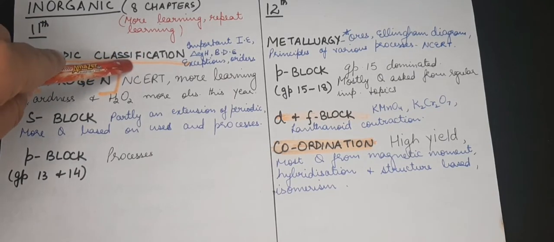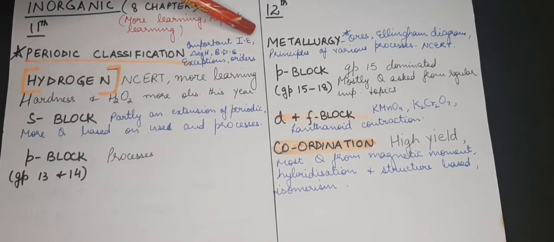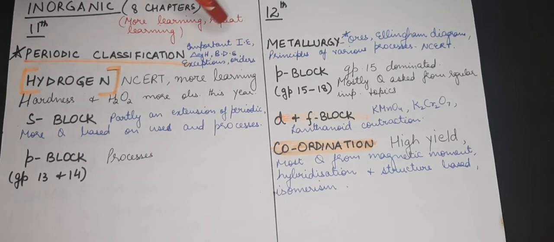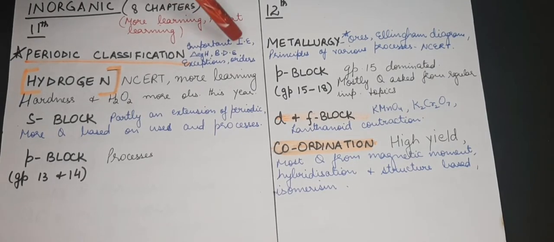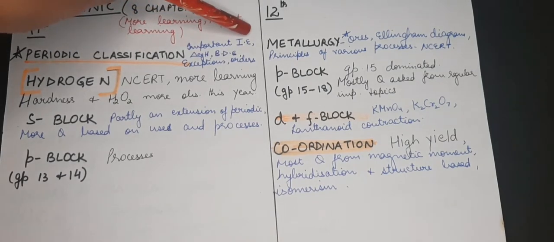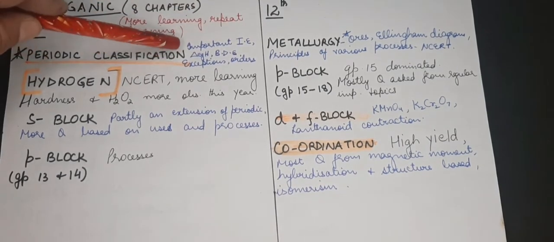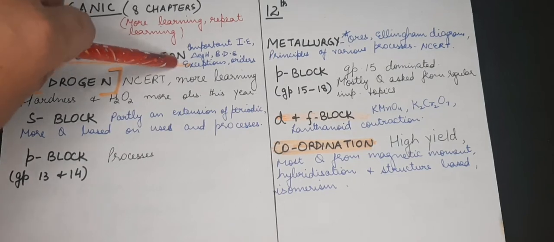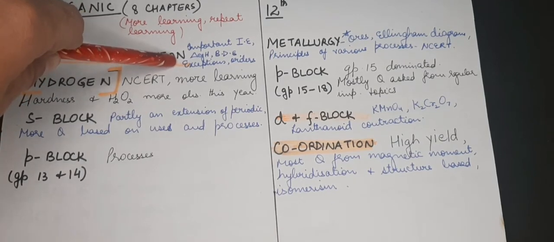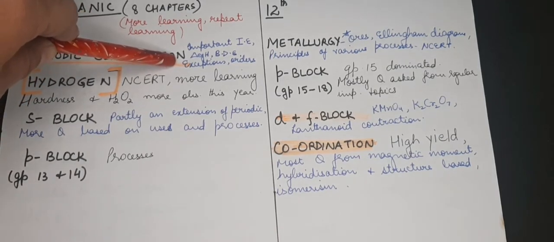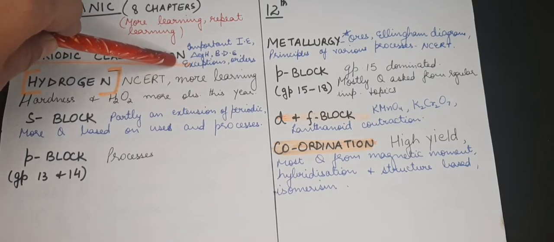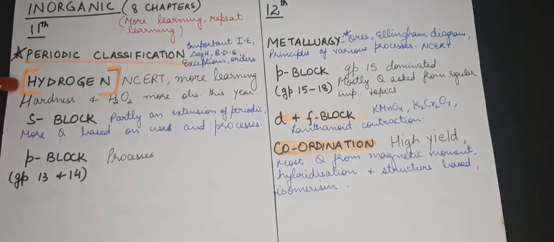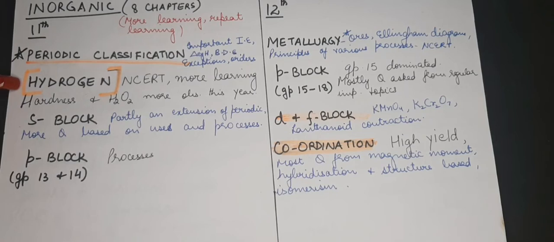For periodic, what was observed this year is that questions were more focused on ionization energy, electron gain enthalpy, and bond dissociation energy. So I would suggest you focus on these topics more, and also work on all the exceptions and orders. And I would suggest exceptions related to, again, NCERT and NCERT tables. Hydrogen chapter is purely NCERT. Just go through NCERT thoroughly for the hydrogen chapter.